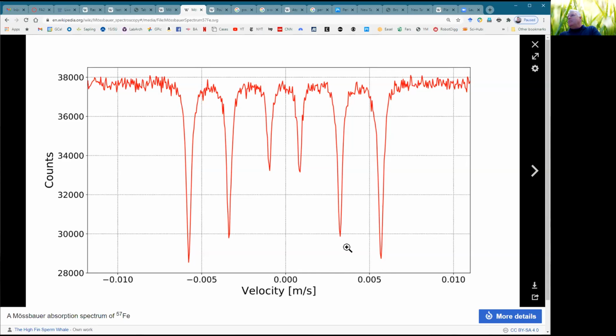But look at these meters per second. This is -1 centimeter per second. And that tiny bit of velocity, relative velocity, between the source and the absorber is enough to completely wipe out this recoil-free absorption phenomenon for iron, for this iron nucleus.